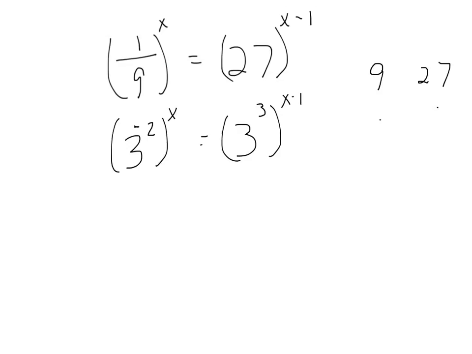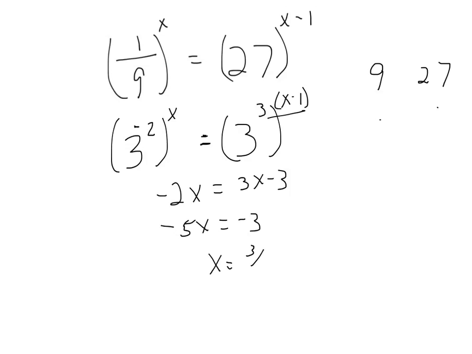There I have my rewritten expressions, which leaves me with 2x equals, again, don't forget to distribute that, 3x minus 3. And so if I subtract the 3x over, I'll get negative 5x is negative 3, and when I divide by negative 5, I get 3/5 is my answer. Not a pretty answer, but very legitimate.